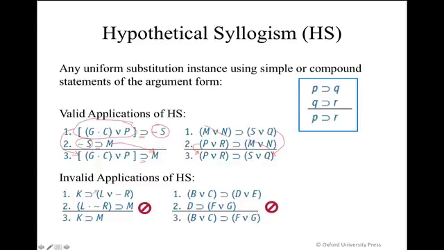Can you see how even though you have 2 horseshoes here in premises 1 and 2 of the invalid applications examples, you don't have consistent language? In other words, you don't have a repeated term as you do in your 2 valid applications. The same goes for the second example.